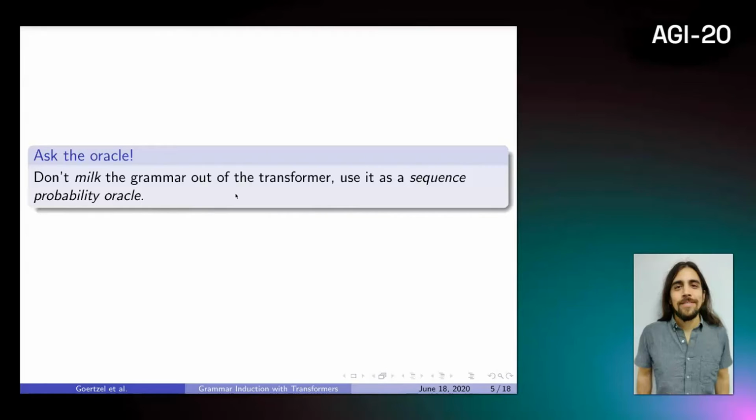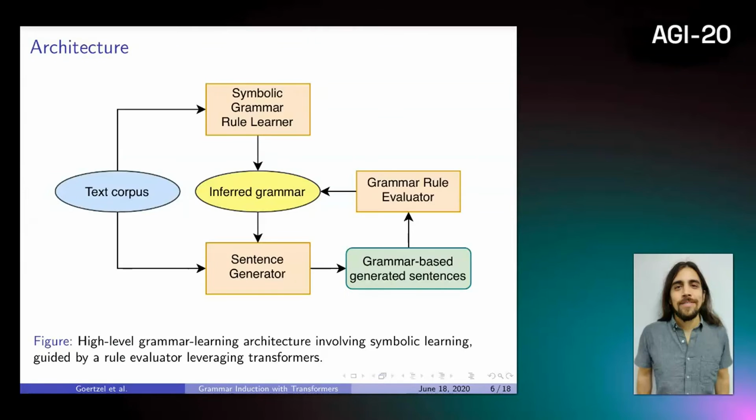So what we're proposing is, instead of looking inside the weights and the layers of the neural network, to use the good capabilities that the transformer has as a language model, as an oracle, in this case a sequence probability oracle or sentence probability oracle. What does that mean? We're going to ask a transformer how good a given sentence is according to the language model that it has, according to what it learned from some language. How are we going to use this?